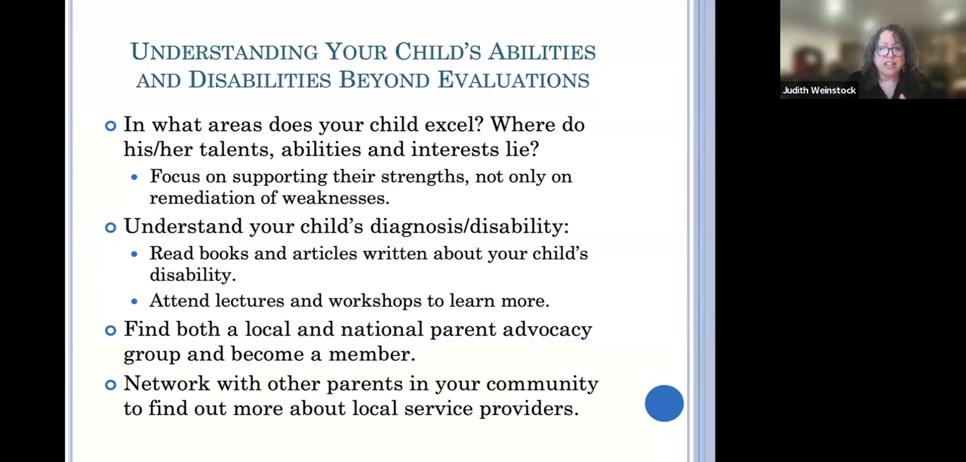And if your child is diagnosed with a disability, reading books and articles written about your child's disability is really helpful. You'll get a lot of guidance as to how you can contribute to the conversation during the IEP meetings. These kinds of resources will really help you in guiding that conversation, and many times you learn different ways that your child's disability can be addressed. That includes lectures and workshops regarding your child's disability as well.